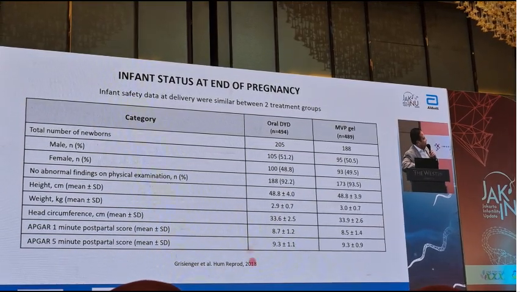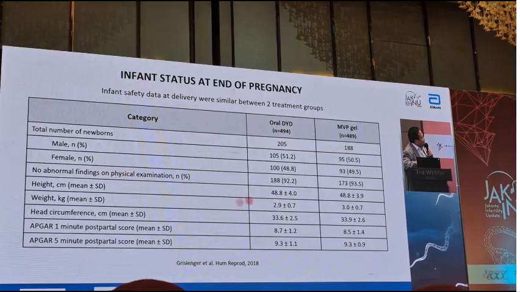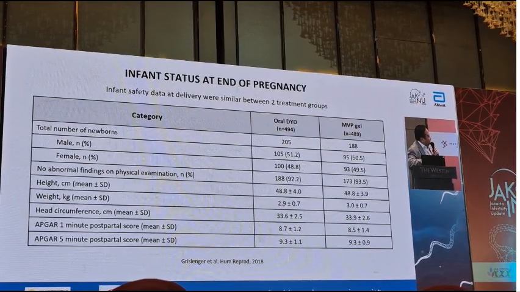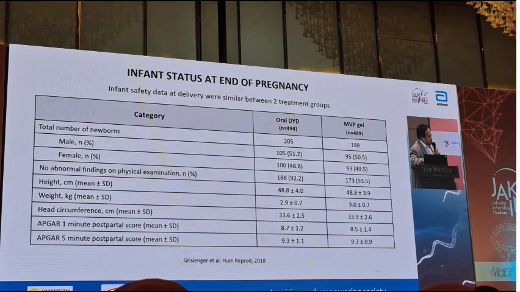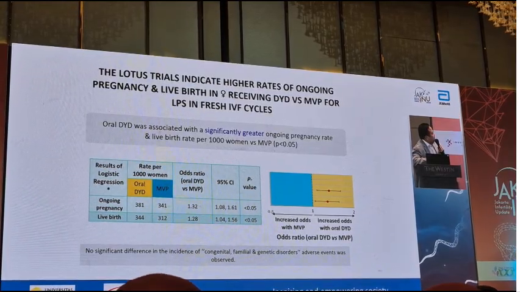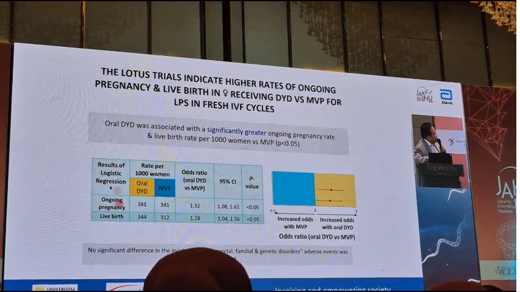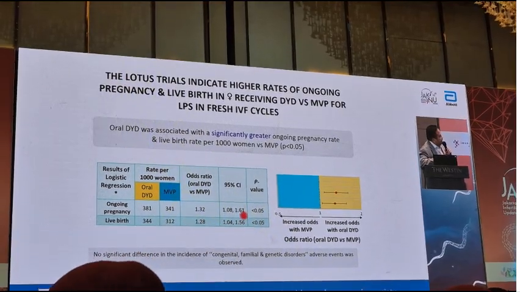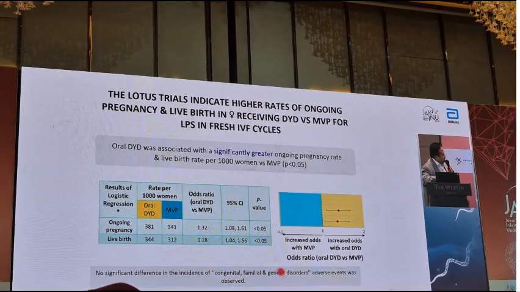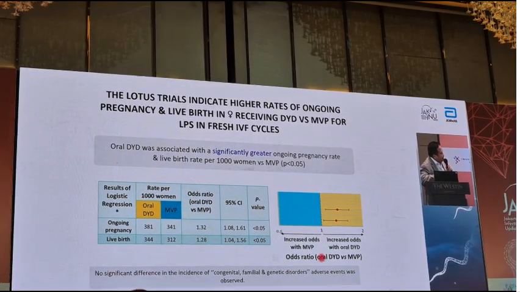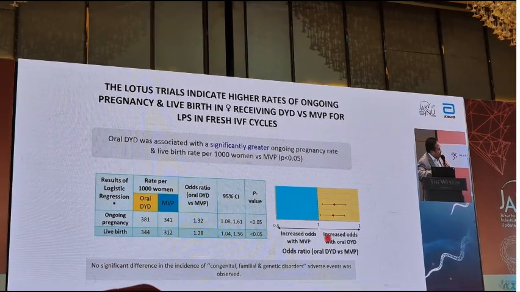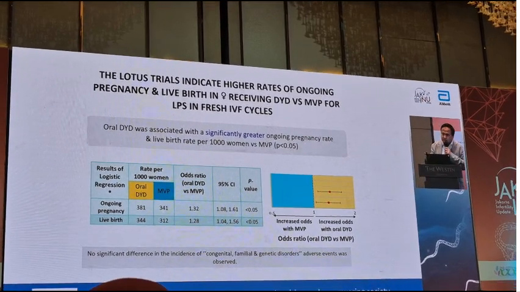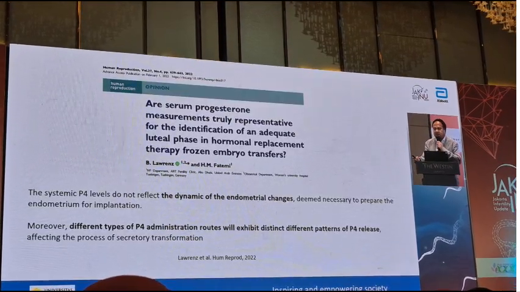The infant status also showed no difference: the number of newborns, abnormal findings, body weight and Apgar score, no difference between the two protocols. And if you look, this is Lotus 2, and this combines Lotus 1 and Lotus 3 in aggregate data. Actually, there is a slightly increased favoring of oral dydrogesterone compared to micronized vaginal progesterone in fresh embryo transfer.